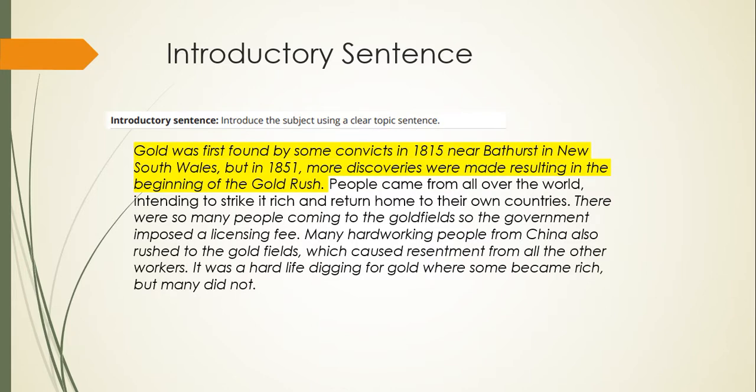So, our topic sentence, the introductory sentence, is: gold was first found by some convicts in 1815 near Bathurst in New South Wales, but in 1851 more discoveries were made, resulting in the beginning of the gold rush. So the information in here is talking about the discovery of gold and what was known as the beginning of the gold rush. So we will be able to find out more about the gold rush, and we would expect that the rest of the paragraph is about the gold rush.